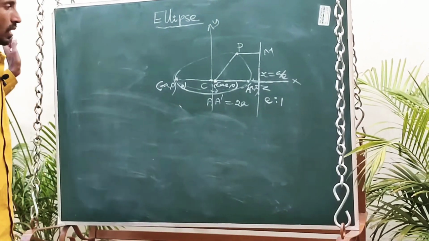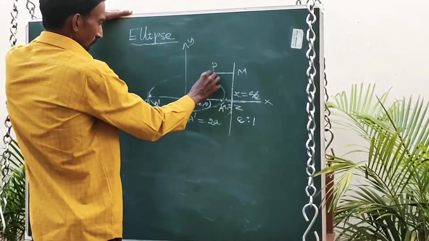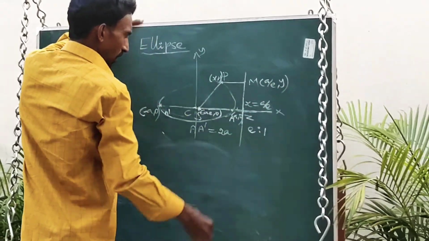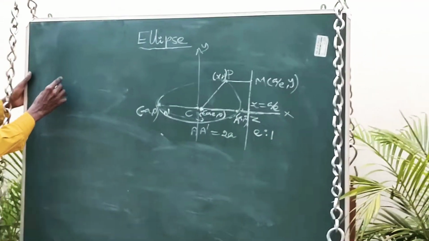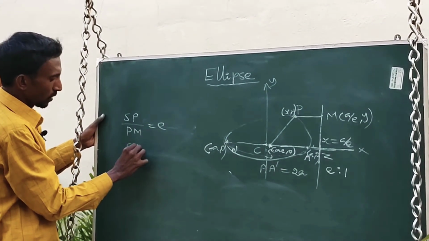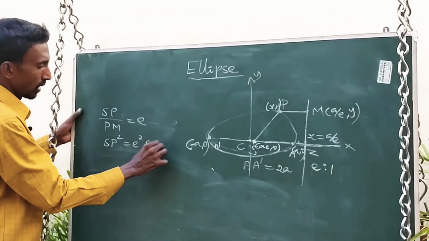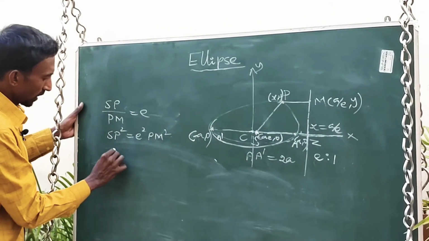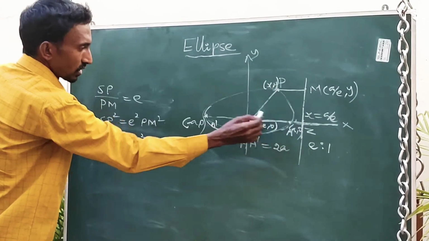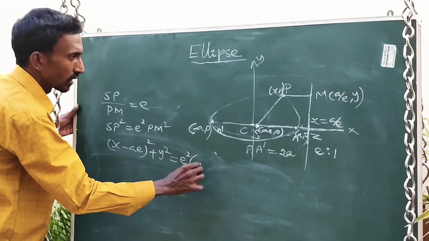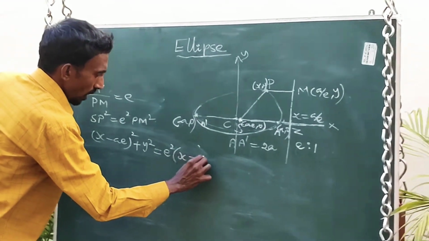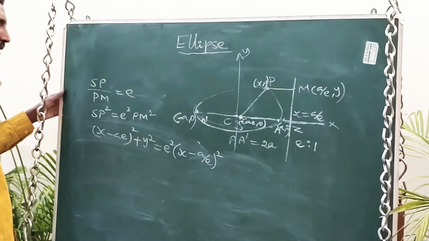So again, this point is (ae, 0), and this is some (x, y). So this point is some (a/e, y). So already we know that SP by PM equal to e, so SP square equal to e square PM square. Again use the distance formula: (x minus ae) the whole square plus (y minus 0) the whole square, y square, equal to e square into, again apply the distance formula between these two: (x minus a/e) the whole square, y minus y becomes 0.